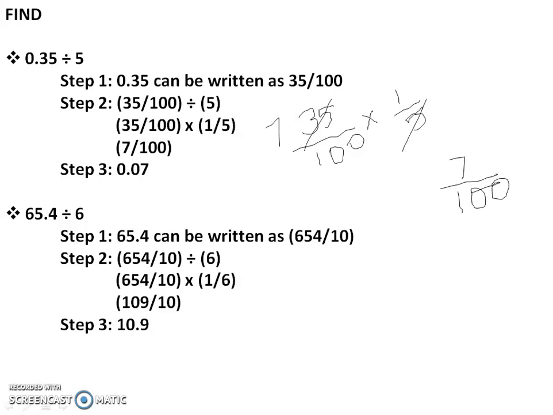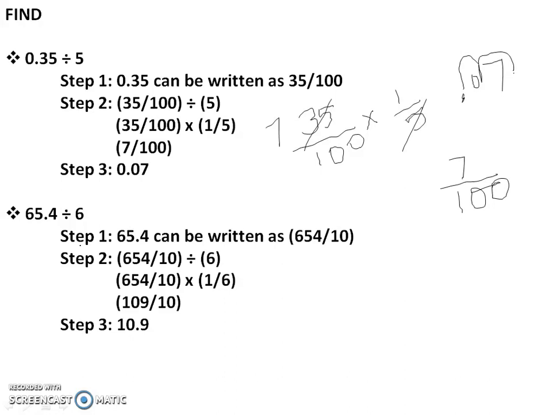100 has 2 decimal places. So here you don't have a decimal place, but we will start from here. If I write 7 here, the decimal place shifts to the left. The decimal place is here for a whole number. So it goes 1, 2. So what is the answer? It is 0.07. Clear?